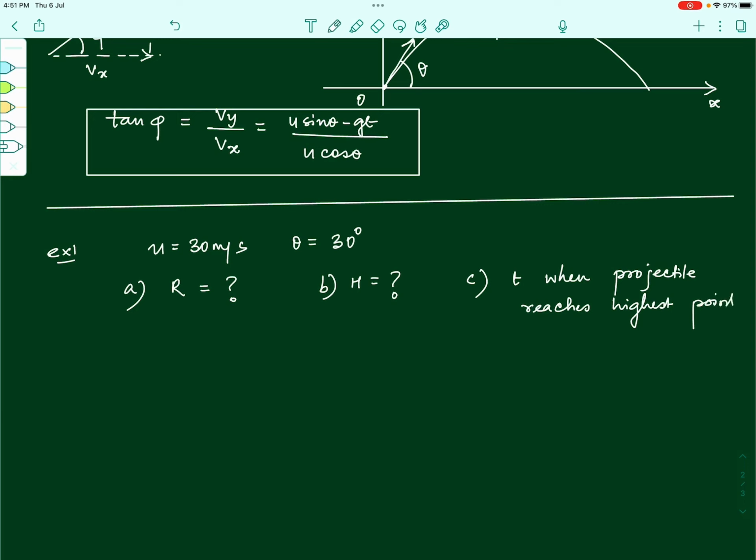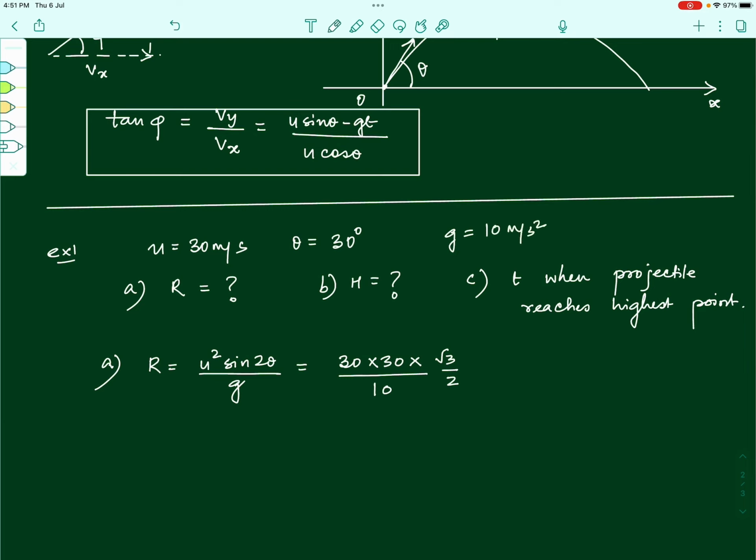So how do we go about it? For finding out the range, we can use the direct formula. The range R is u squared sine 2 theta by g. We can substitute the values here. U is given to us as 30, so 30 squared, sine 2 theta means sine 60, which will be root 3 by 2, and divided by g. We can take the value of g as 10 here. It is mentioned that we can take g as 10 meter per second squared.